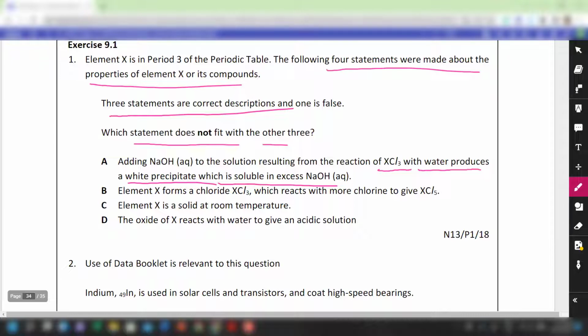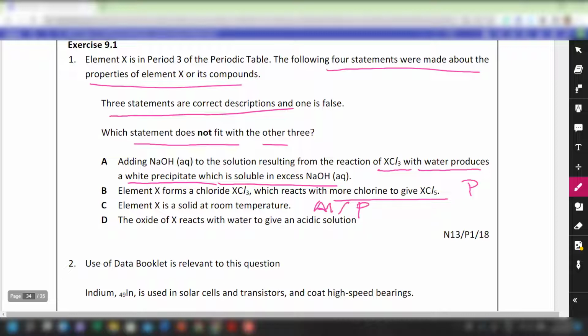Let us look at option B. Element X forms a chloride XCl3, which reacts with more chlorine to give XCl5. This is definitely not characteristic of aluminium. In fact, this is characteristic of phosphorus, because phosphorus can exist in both +3 and +5 oxidation states. Option C: element X is a solid at room temperature. Is aluminium a solid? Yes, aluminium is a solid, right? Is phosphorus a solid? Yes, phosphorus is also solid. So this can be either aluminium or phosphorus.